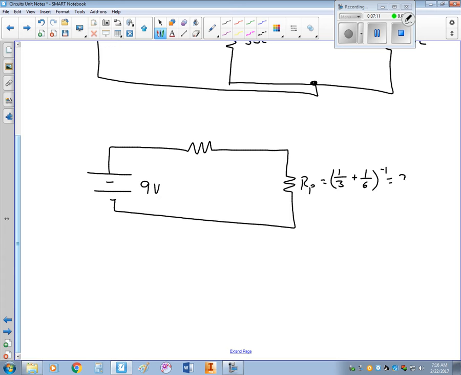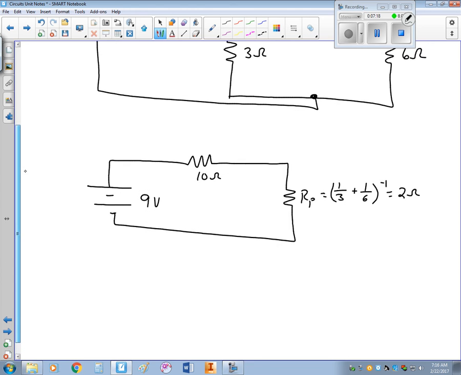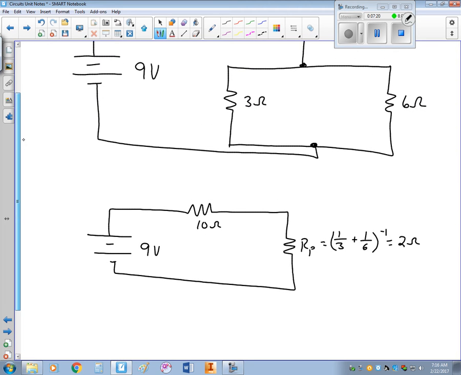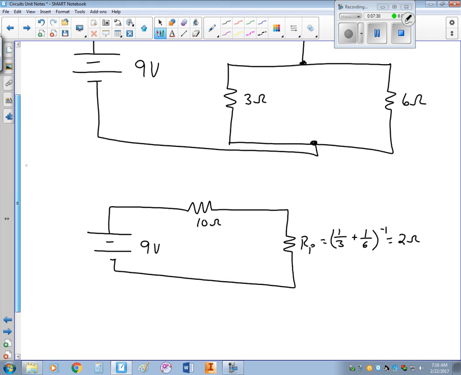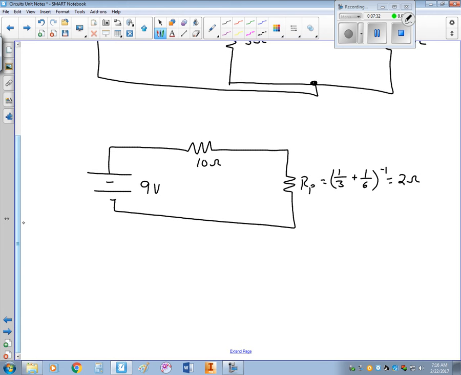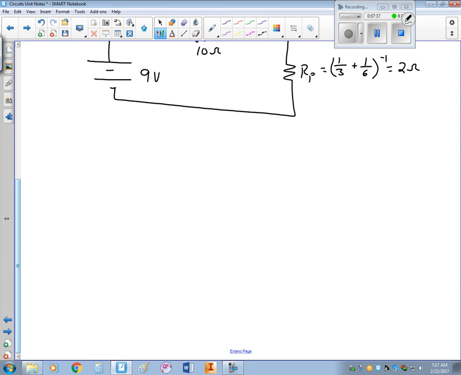That equals 2. So for that 3 ohm and the 6 ohm resistor, when I apply the equation to find the equivalent resistance just between those two, it'd be 1/3 plus 1/6. Invert that, that gives me 2. Alright, now I can think of this as 2 resistors in series, so to find that equivalent resistance, I can just add those together.